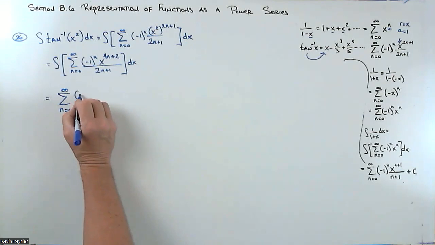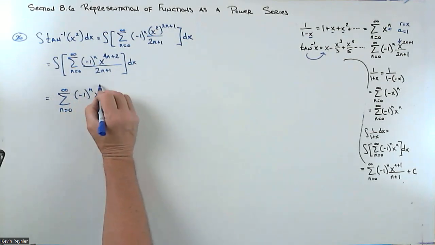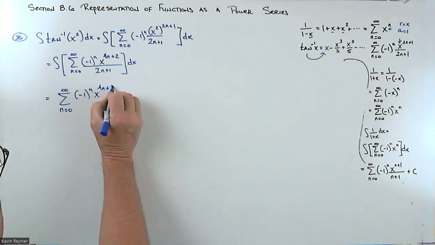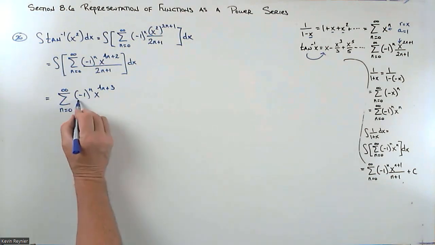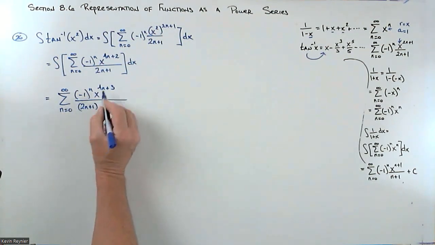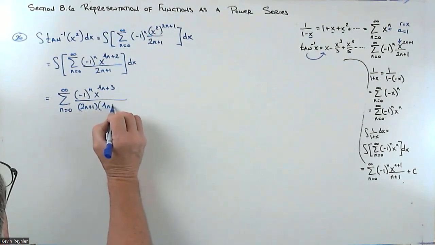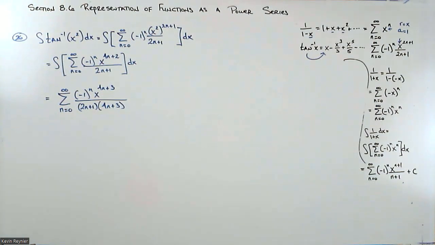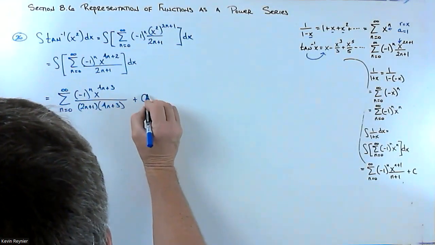We're going to get our negative 1 to the n. We're going to add 1. So this is going to be 4n plus 3. Add 1 to 4n plus 2, you get 4n plus 3. Now, our denominator down here already had a 2n plus 1. That came from here. And now we divide by 4n plus 3. And we can go plus c.